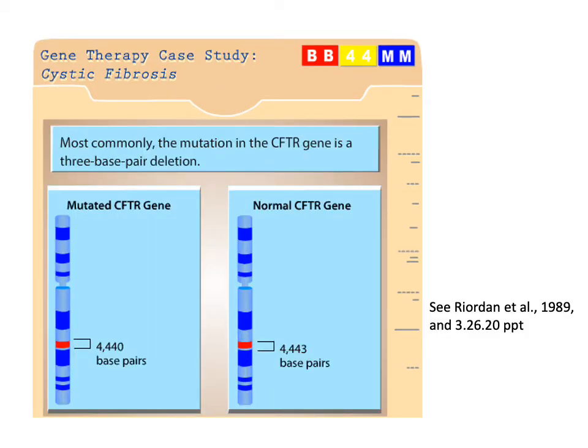Most commonly, the mutation in the CFTR gene is a 3 base pair deletion, which is shown here. The mutated CFTR gene has 4,440 base pairs, in contrast to the normal gene that has 4,443. And this mutation was identified in the paper by Rommens et al. in 1989, and I've described that in the 32620 PowerPoint file.